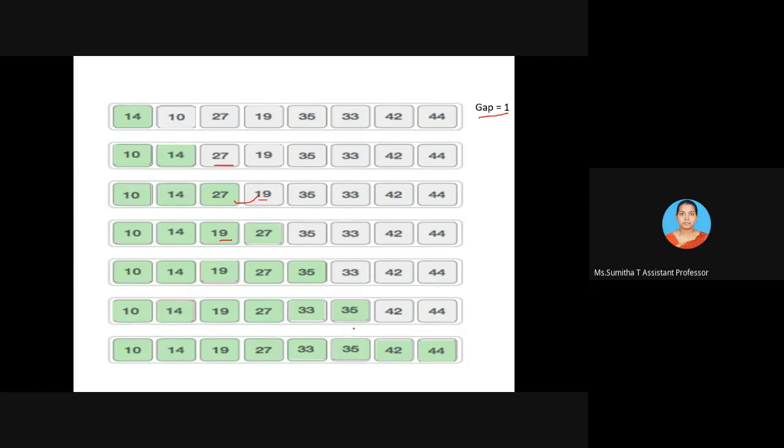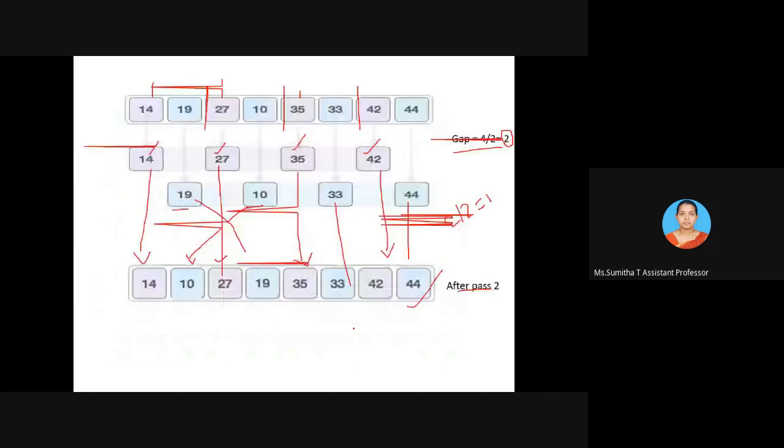Okay, is it clear? We can't find the efficiency. We can't compare insertion and shell, both are the same if we are doing it like that. It is for a limited number of elements. Once we go with a larger number of elements, then we can find the difference and find the efficiency. Okay, this is the shell sort.